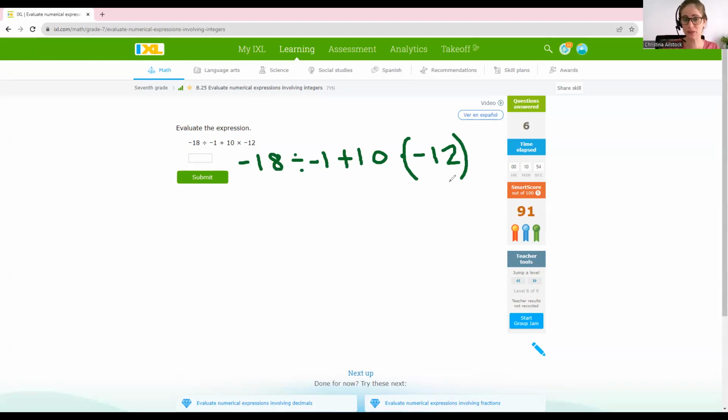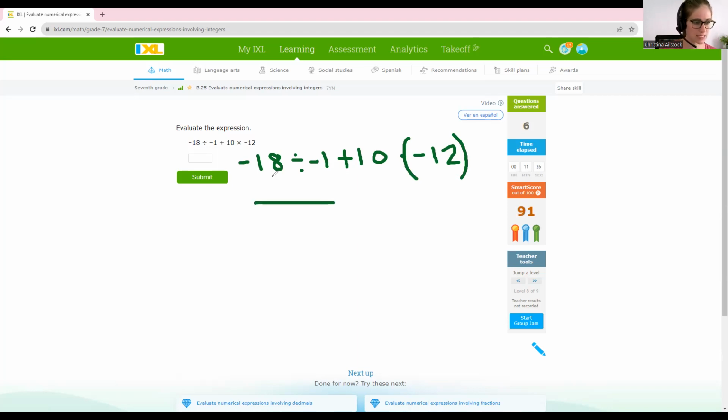But remember, parentheses are kind of like a double agent. They sometimes can mean grouping symbols if there's a group of things in them. Other times they mean multiplication. Sometimes they mean both. In this case, I'm using the parentheses just simply to mean multiplication. It's showing us that we have 10 times negative 12. All right, so we don't have any true grouping symbols, no exponents. So we can start off with our multiplication and division from left to right.